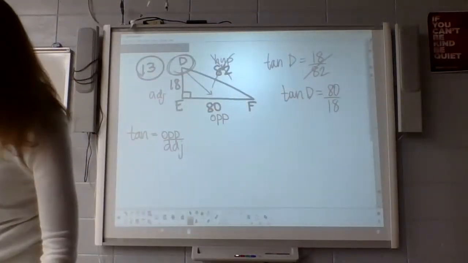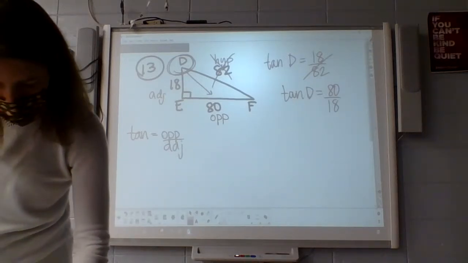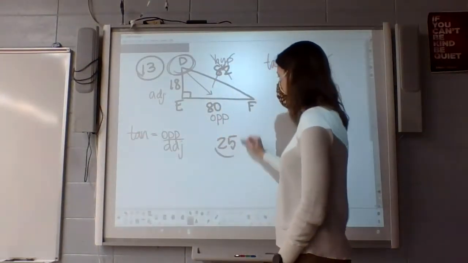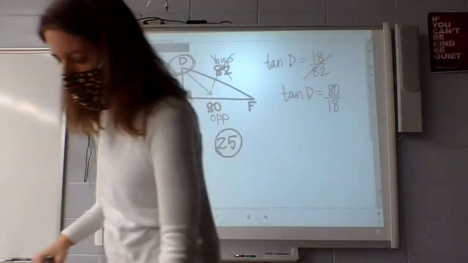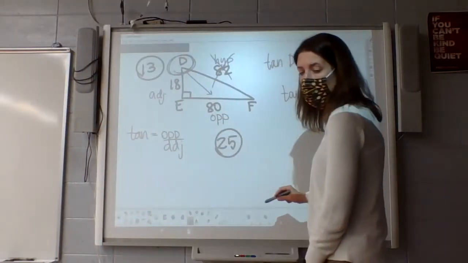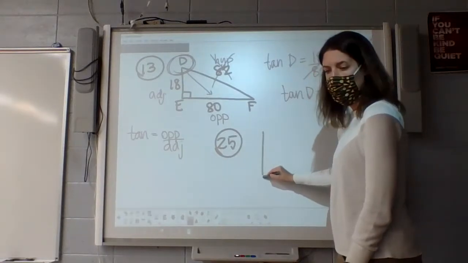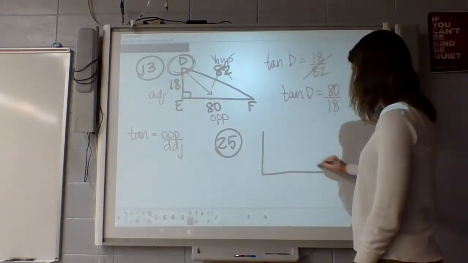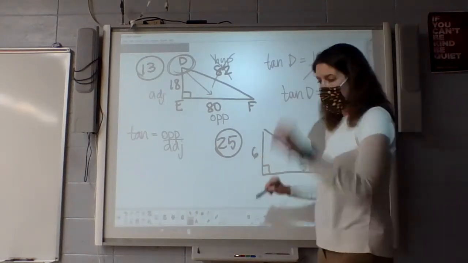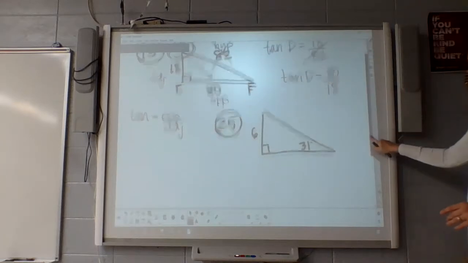All right, going to 25. So 25 is one of the ones where they're not telling us the side we probably want. They're telling us the other side. Oh, and they asked for the perimeter too. So this is 31, this is 6. They want the perimeter, so that's the distance around the shape.